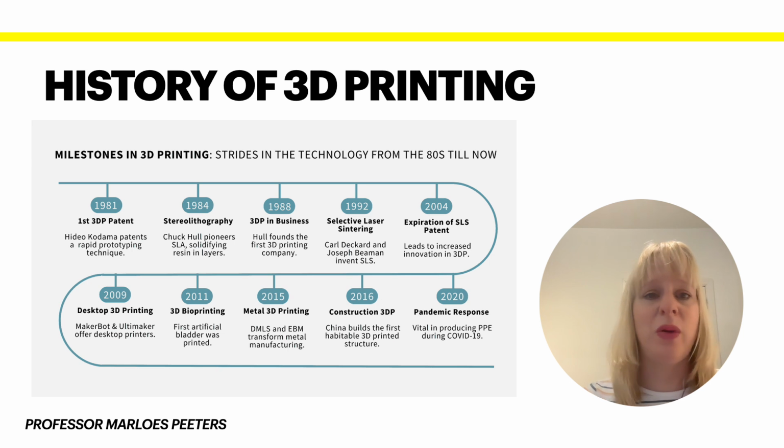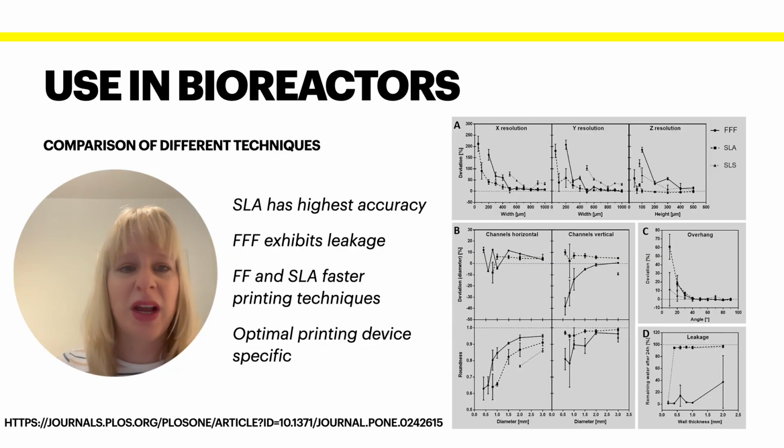So let's go back to how we can use that then in bioreactors. Now, I looked at this particular paper, and what they did there, they chose a specific design for a bioreactor, and they compared it with the three different techniques, so SLA, FFF, and SLS. And what they also did is they looked at different printers, and generally they could see that for every specific printing device, you have to optimize your parameters. So it's not just about the different technique that you're using. The individual printer has a big influence.